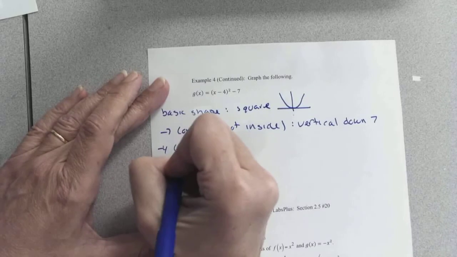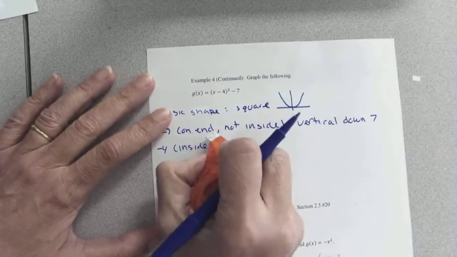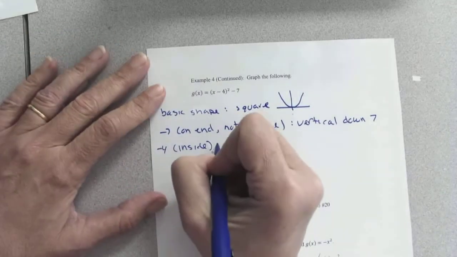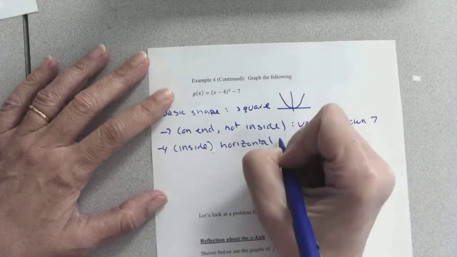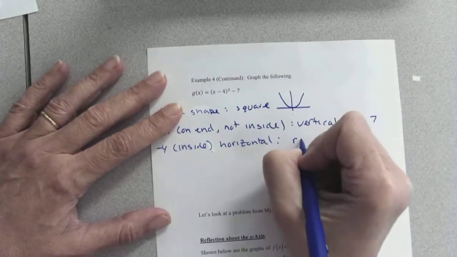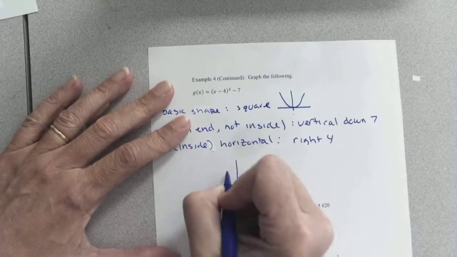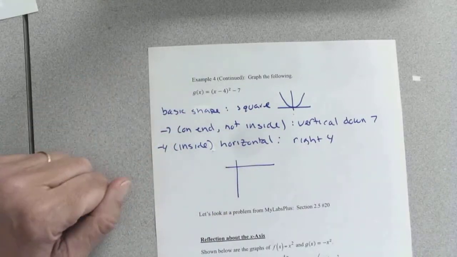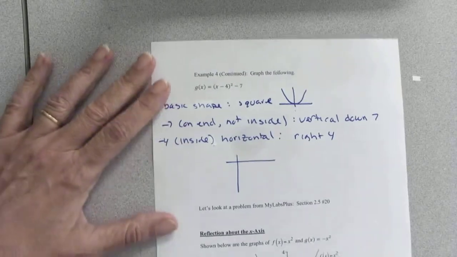The -4 inside, well, that's going to be horizontal, opposite to what you'd expect, so right 4. So, rough graph, and that's all I'm looking for come test time. Not going to look for amazing works of art here.